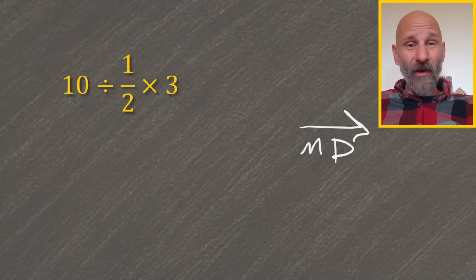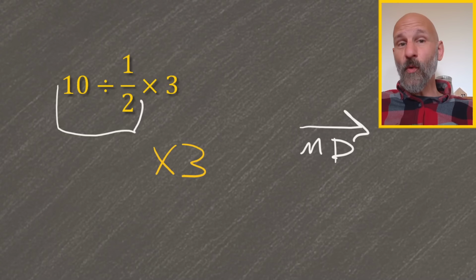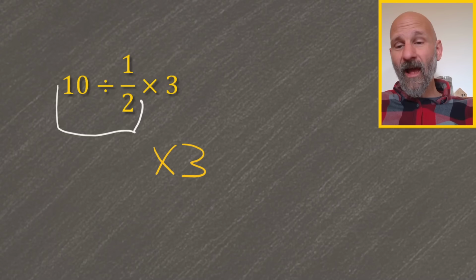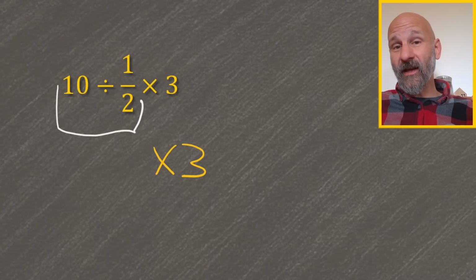We're going to start out going left to right, and we're going to do the 10 divided by 1/2. So that times 3, that's going to stay there. It's not changing. That times 3 just stays. We've got to do 10 divided by 1/2. Well, here's the thing. When we have multiplication or division of fractions, that's another little twist in this question here.